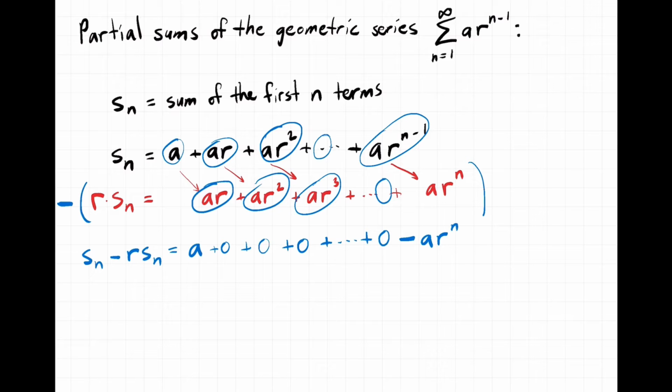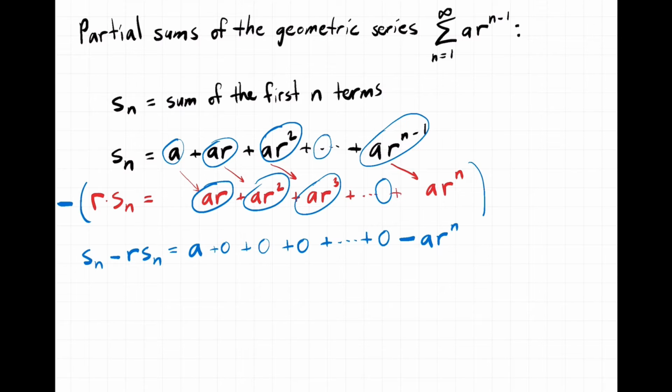This is really good news because we took two expressions that involve an arbitrarily long sum that might have lots and lots of terms, but by subtracting them, we got rid of most of those terms, and in fact, what we're left with is a closed-form formula on both sides. Sn minus rSn equals a minus ar to the n. We can work with this.